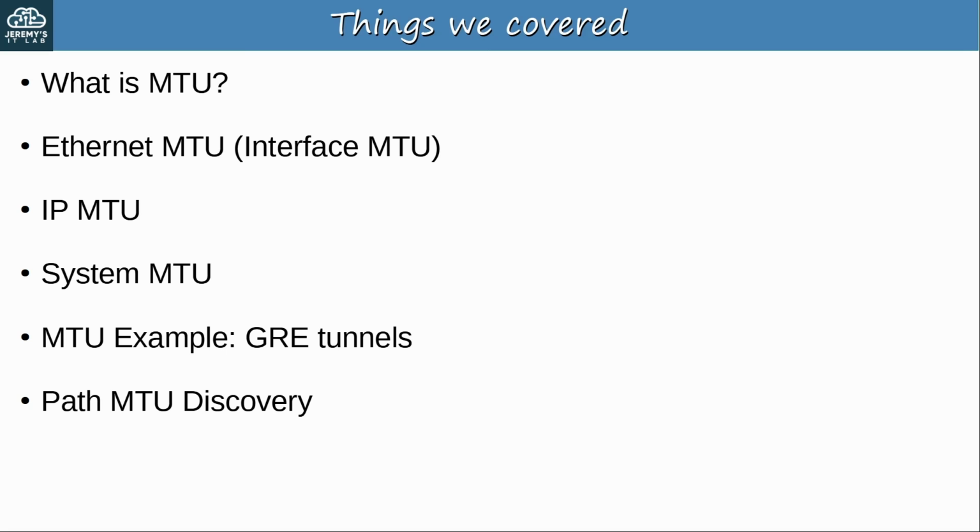We also looked at GRE tunnels and how MTU plays a role. And finally, we briefly looked at Path MTU Discovery, which allows a host to dynamically learn the smallest MTU value along a path to a destination, so it can avoid IP fragmentation. There's still a lot more to cover about MTU, but I hope this video gave you a much deeper understanding of MTU than before. Okay, let's go to the quiz.